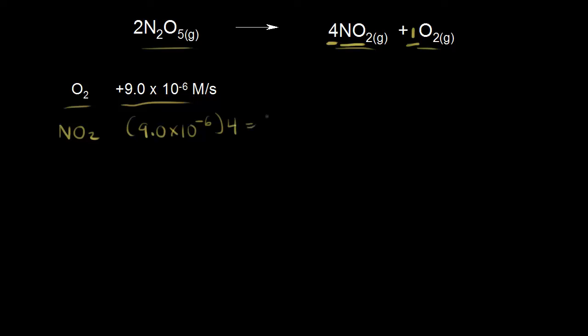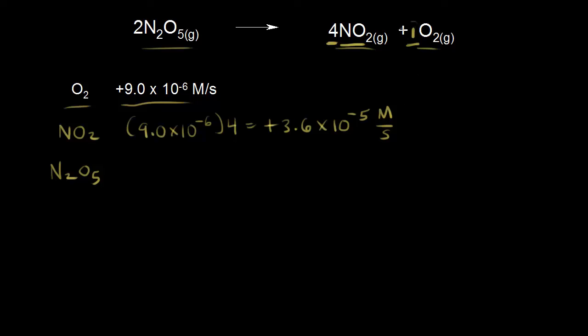And so that gives us 3.6 times 10 to the negative 5 molar per second. So NO2 forms at 4 times the rate of O2. What about dinitrogen pentoxide, so N2O5?